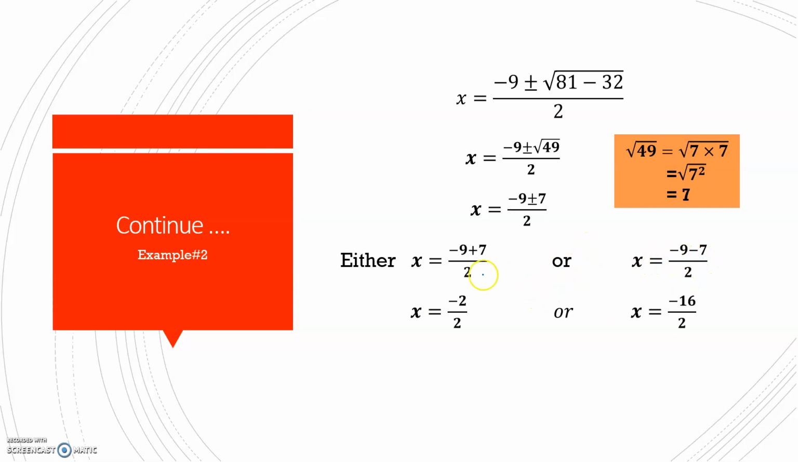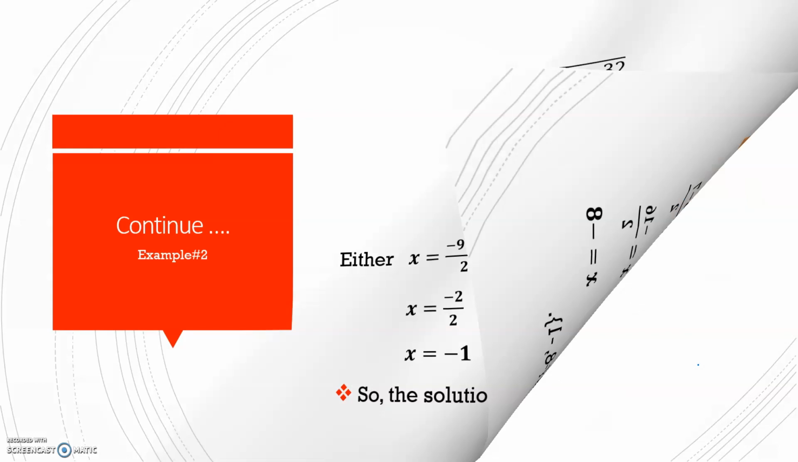After simplifying, we will get x = −2/2 or x = −16/2. Again simplifying, we get x = −1 or x = −8. These are the two roots of the given quadratic equation. So the solution set is {−8, −1}.